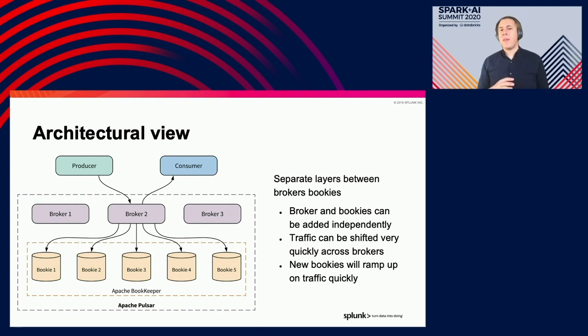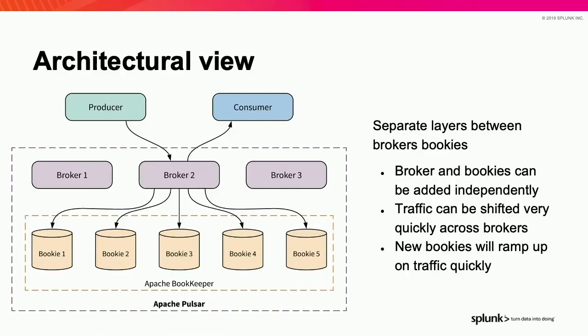So if we step back and take a view of the architecture of the system, this is slightly different from other messaging systems. We have this concept of two layers. Producers and consumers will always talk to brokers, but the broker is a stateless service. It doesn't store any data locally. The data is stored in Apache BookKeeper, in the bookie nodes. These are the storage nodes.